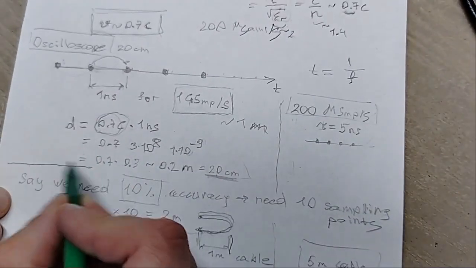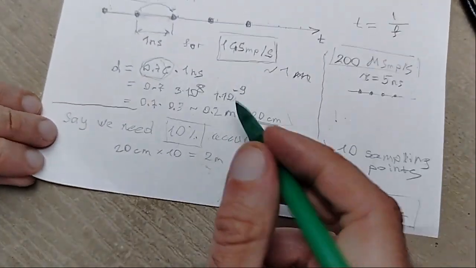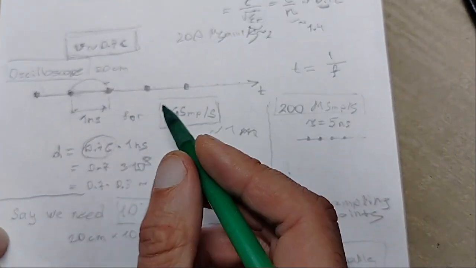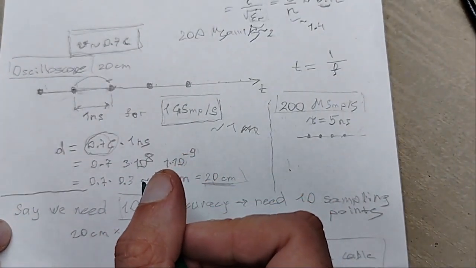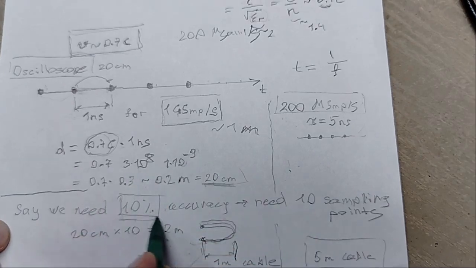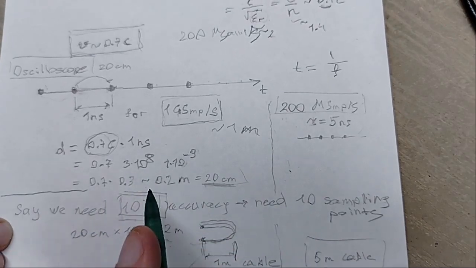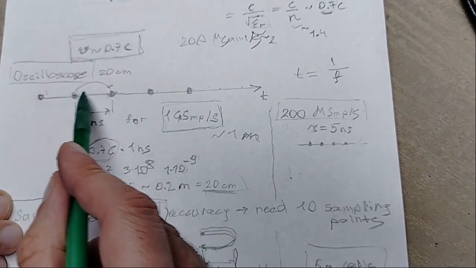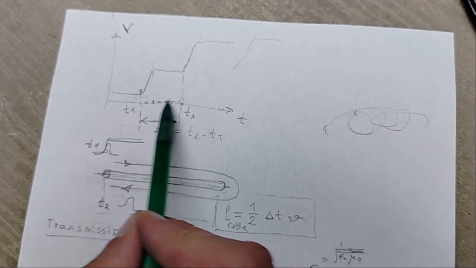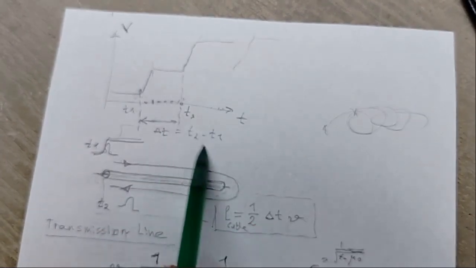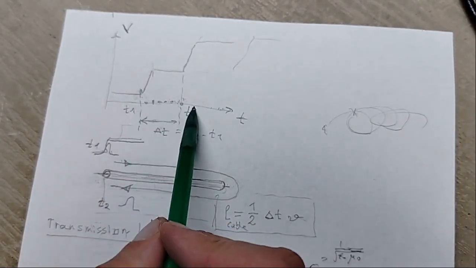Okay, so now you have to ask what kind of cables you can measure, and that depends on the accuracy you want. If you'd like to have, say, 10% accuracy, it means you have to have at least 10 measurements. So for instance here, you have to have 10 measurements done before the signal comes back. You can have more measurements.